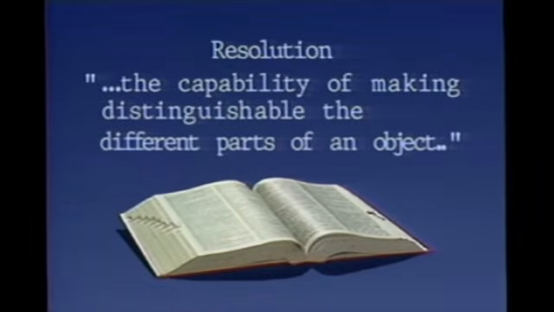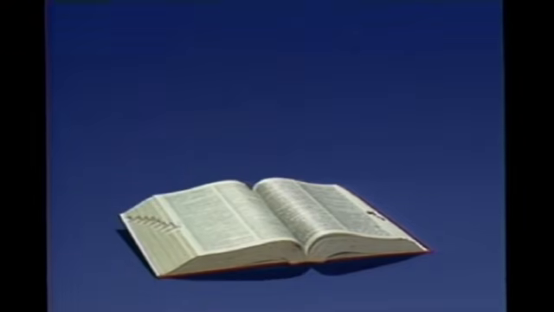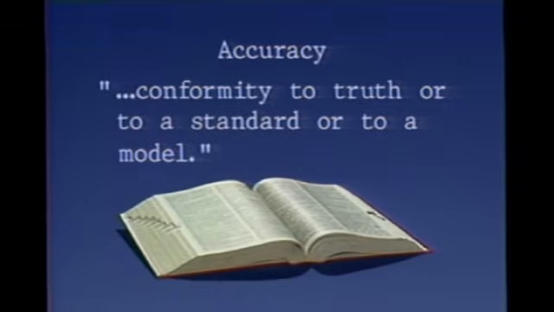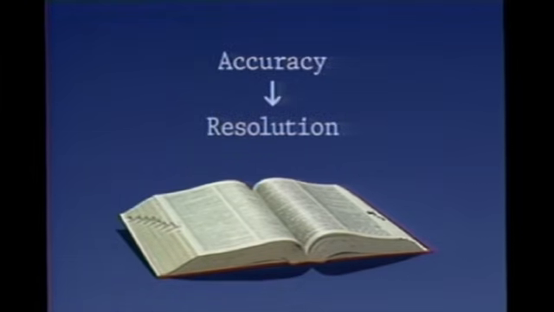Webster defines resolution as the capability of making distinguishable the different parts of an object, while accuracy is defined as conformity to truth, or to a standard, or to a model. Before accuracy can be obtained, one must have resolution. To show the difference between resolution and accuracy, we'll use this scale, which has a 3-digit readout.